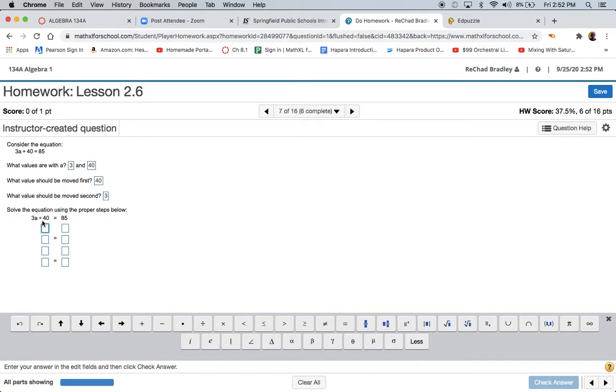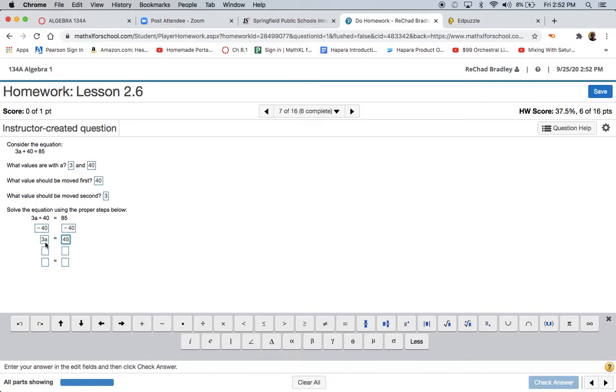This 40 has to go, and so therefore we will subtract 40, because remember that's plus, so we have to do minus 40 on both sides. That goes away, leaving me with 3a. 85 minus 40, I believe, is 45. Yes, it is. And now we need to move this 3.